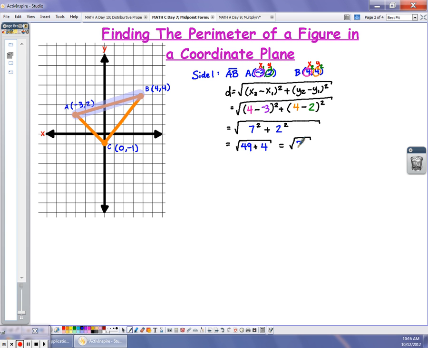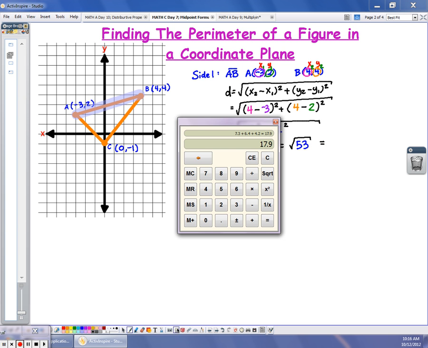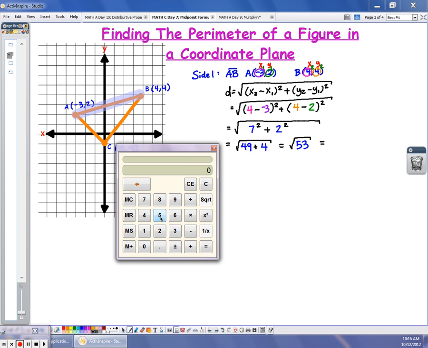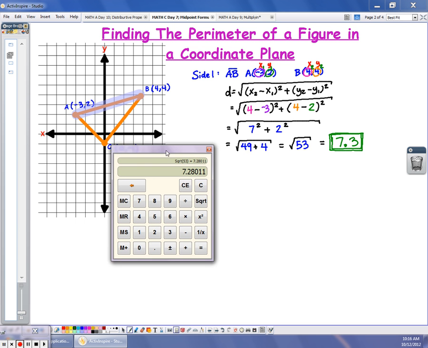Since I'm finding the perimeter, I will need to write this out in decimal form. So if I find the square root of 53, I could pull out my calculator, and the square root of 53 will give us 7.28011. In our particular class, we will be rounding it to the nearest tenth, which gives us 7.3. I'm just going to box that information because I will need that later on. So I've completed side 1.